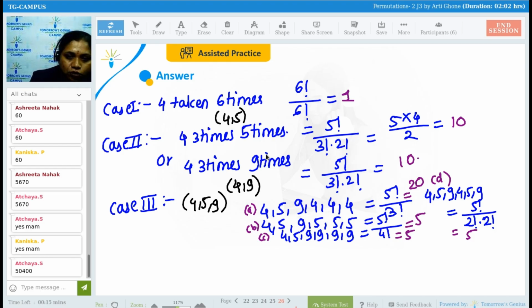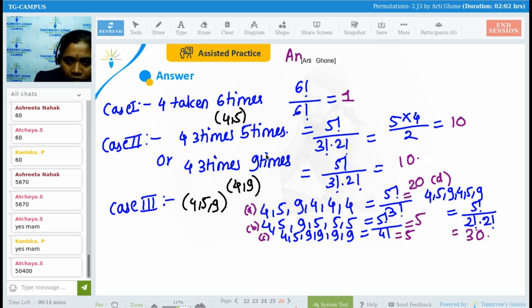Oh, 5 to 4 is there. So last answer is 30, no? So 30 will be the answer. Now just sum up the cases. 30 plus 10 plus 20 plus 20 plus 1. So 81 will be the total answer.